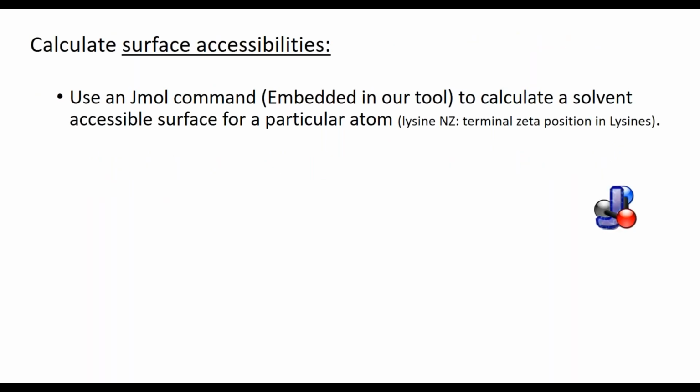And finally, when we have the mapping to the particular sites in the structures, we use a set of PyMOL commands to calculate the solvent accessible surface for a particular atom in the amino acid in the sites that we mapped, and then we get a value.